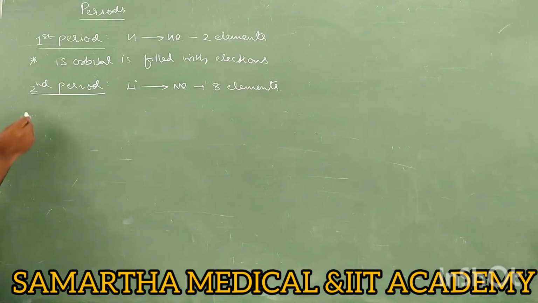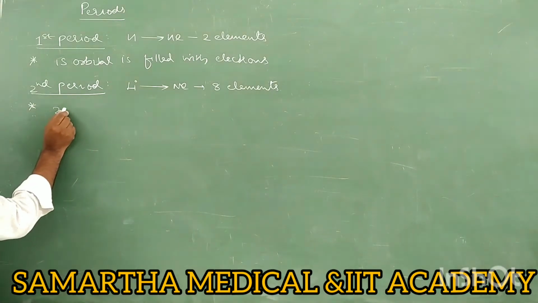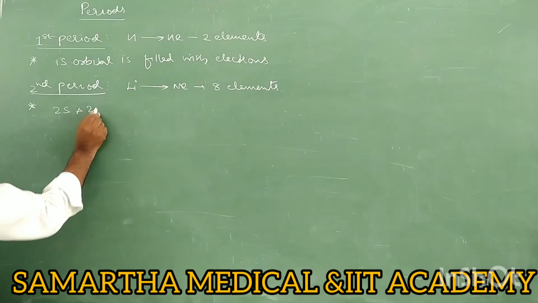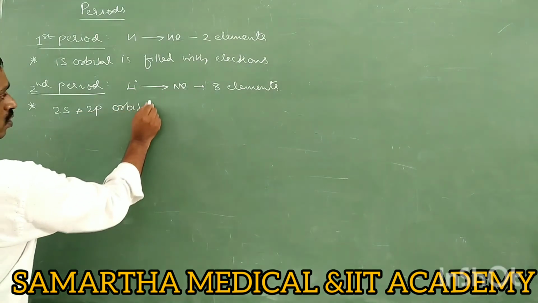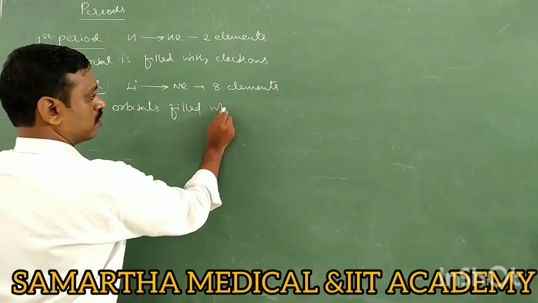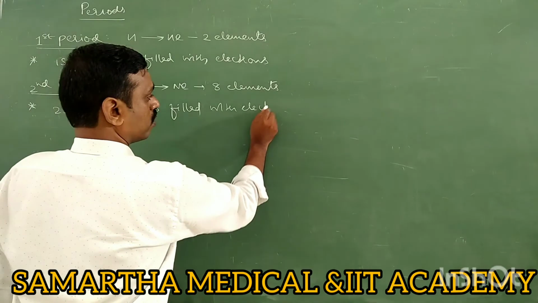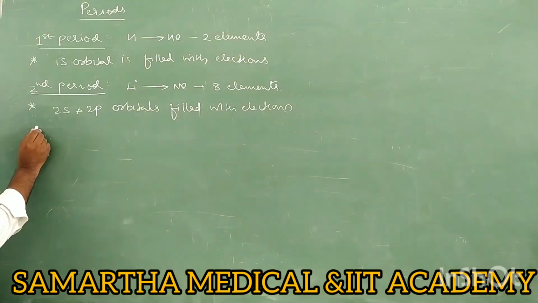But what is important is which orbitals are filled with electrons. s and p. Which s, which p? That is, 2s and 2p orbitals are filled with electrons. So in the second period, both the 2s and 2p orbitals are filled with electrons. That is the second period.